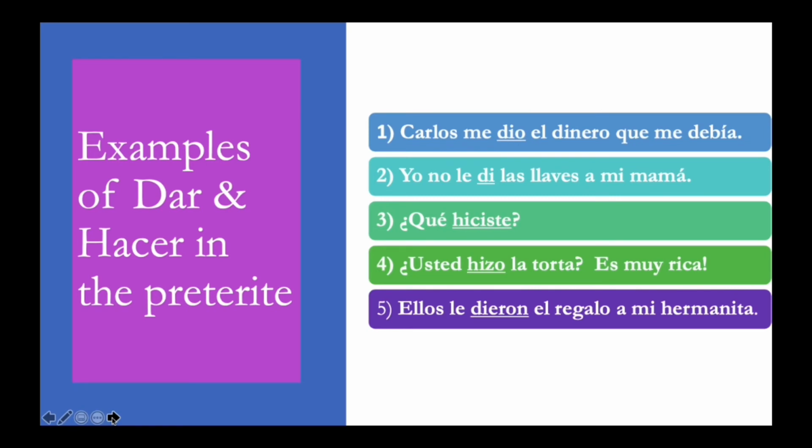Carlos me dio el dinero que me debía. Carlos gave me the money that he owed me. Yo no le di las llaves a mi mamá. I didn't give mom the keys. ¿Qué hiciste? What did you do? ¿Usted hizo la torta? Es muy rica. Did you make the cake? It's very yummy. Ellos le dieron el regalo a mi hermanita. They gave the present to my little sister.